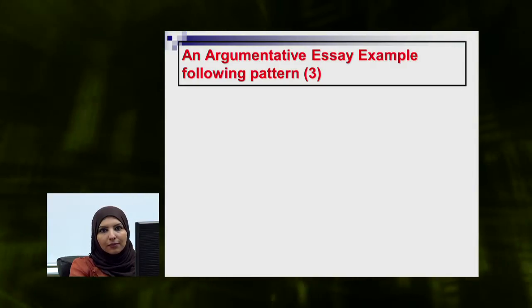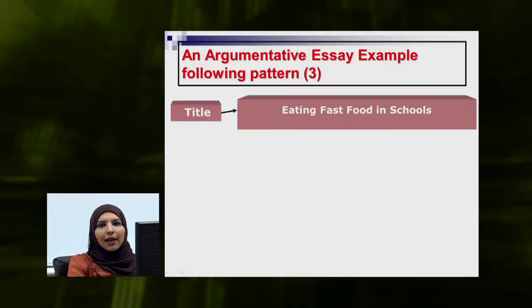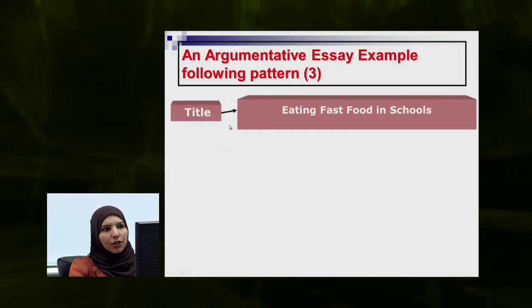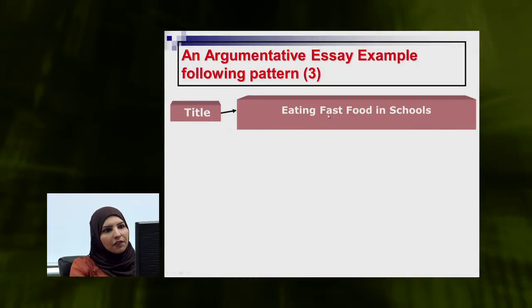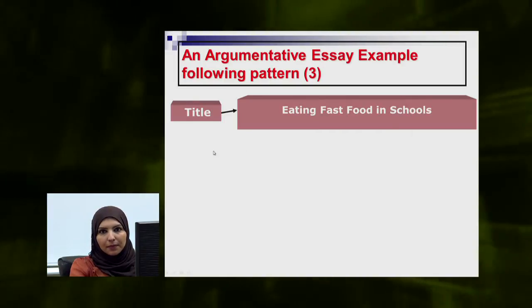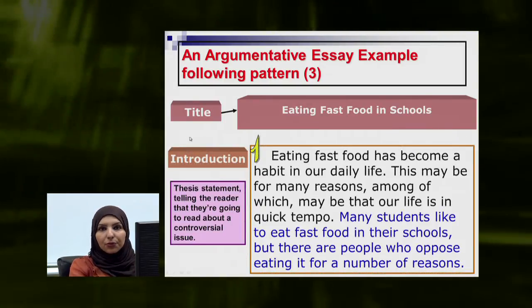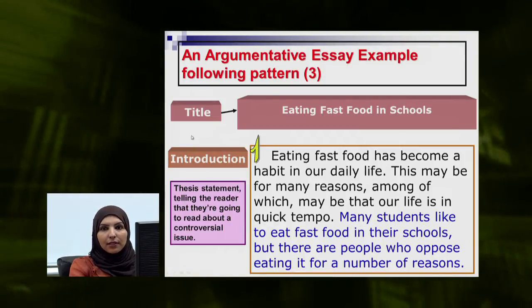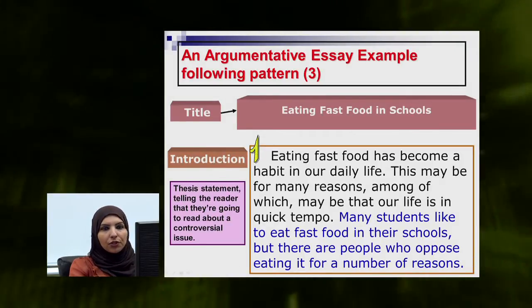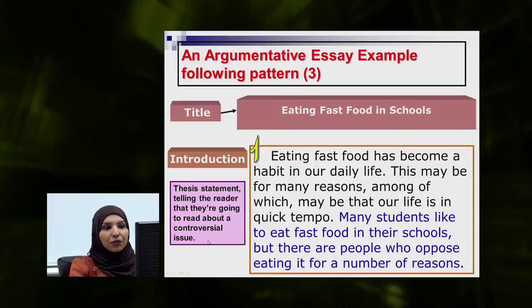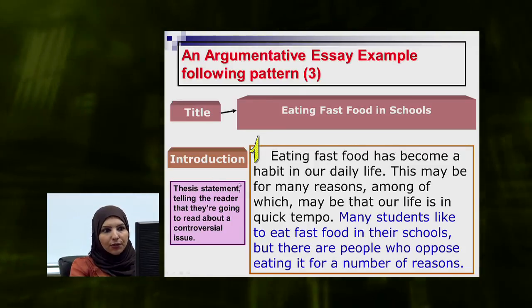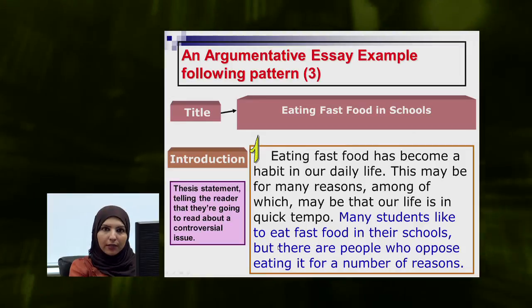Now let's take a look at an argumentative essay example following pattern 3. As we know, in any essay, you should start with a title. And the title here is Eating Fast Food in Schools. After that comes your introduction. And as we said previously, in your introduction, you should write your thesis statement, telling the reader that you're going to read about a controversial issue. And this is shown in this introduction. Let's read it now.